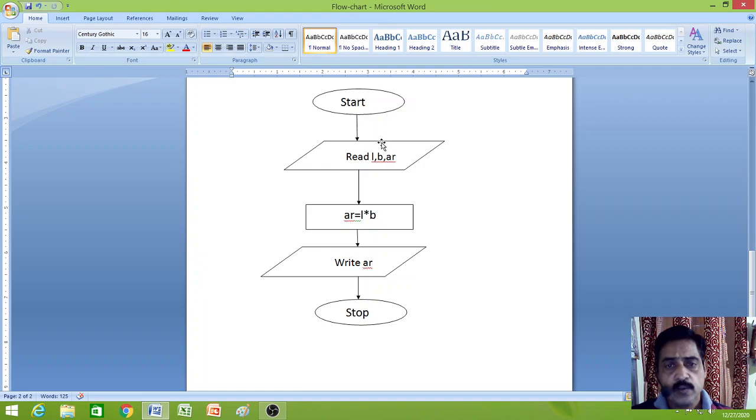Now I have connected all these symbols with arrows, and these arrows not only connect the symbols of the flowchart, they also show the flow of direction. The flow of direction starts with start, then read, then calculate, then write, then stop. So this is the flowchart, its explanation, its symbols and how to draw the flowchart.